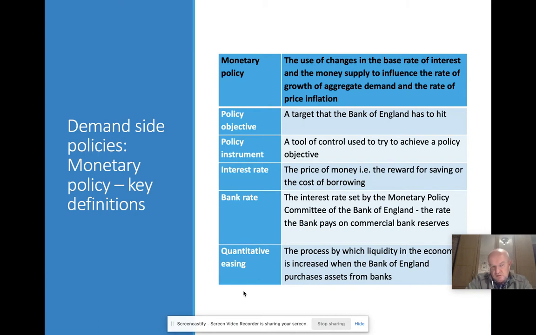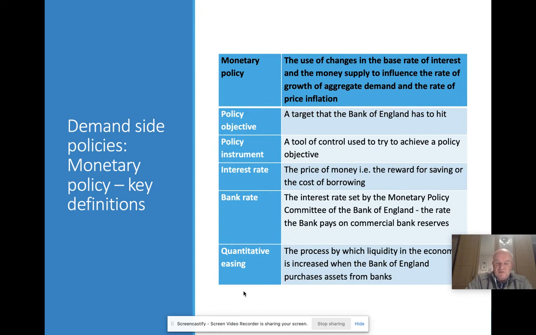But in this instance we're looking specifically at monetary policy, so that's control of the money supply, and by controlling demand for money, we can have some influence on the way in which an economy might be structured and might work.